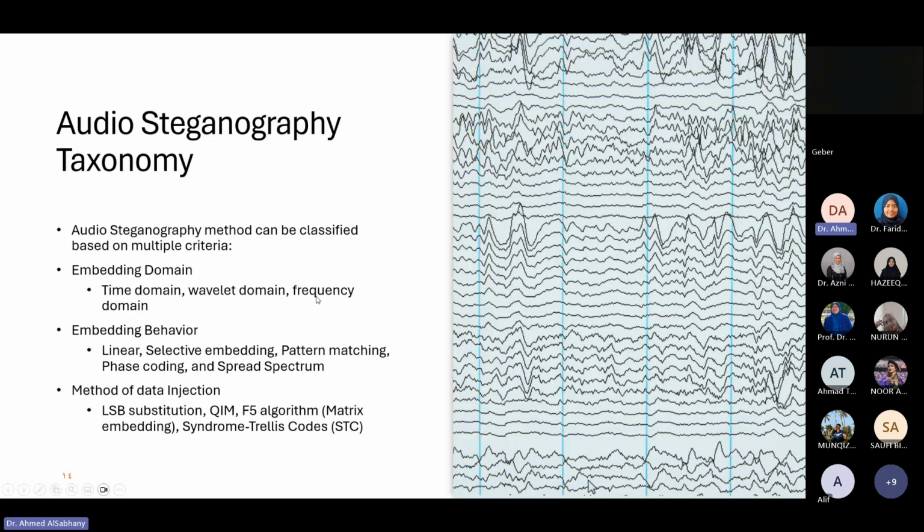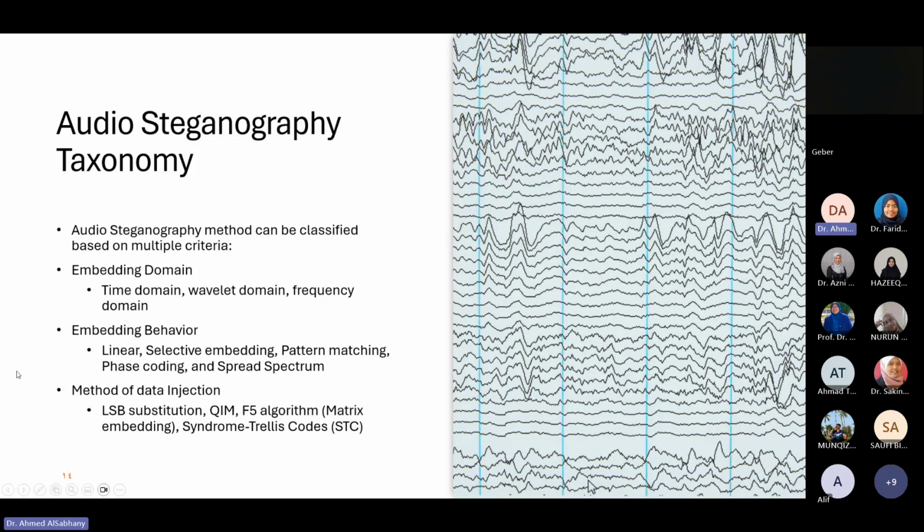For the frequency domain, we can use the amplitude modification or the phase coding. In either method, we are targeting robustness, and we are aiming for a more robust method, not a very transparent or imperceptible method.